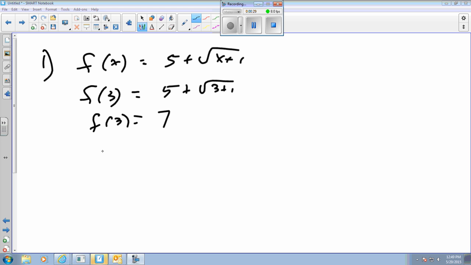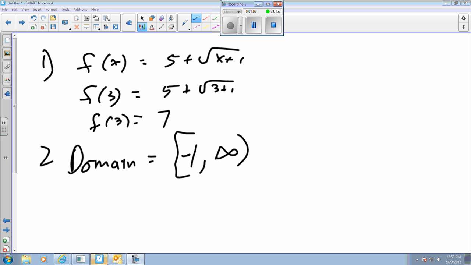Number 2 says, what is the domain of this same function from number 1? So if we're looking for the domain of that, we know that we can't have a negative under a square root. That would be undefined. So the smallest number I have that's defined would be a negative 1. Because if I put negative 1 plus 1 gives me 0, and the square root of 0 is 0. So that does exist. So I know that I'm going to start being defined at negative 1, and I'm going to go to infinity. That's number 2.